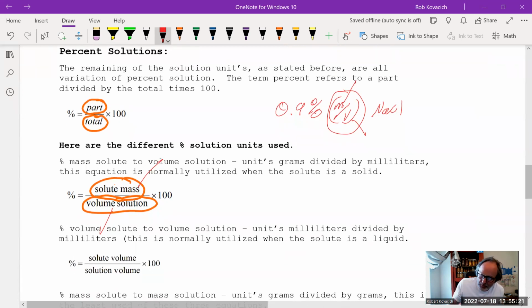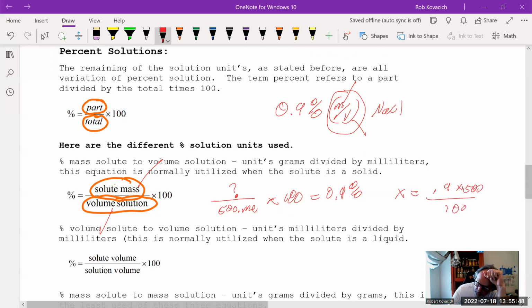We could do a calculation with that. Let's say I've got this 0.9% solution, and let's say that I've got a, I don't know, 500 milliliter solution. How much table salt is actually in that? All right, well, we can rearrange this. So X will be equal to 0.9 times 500 divided by 100. So that would be 4.5 grams of NaCl.